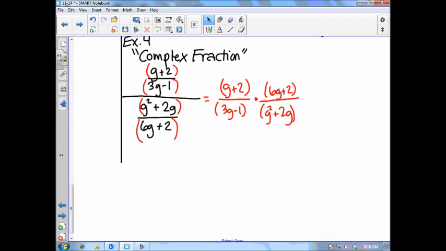Why don't you tell your neighbor, because I don't hear much conversation, which ones need to be factored. There are actually 2 that need to be factored out of the 4 binomials. Why don't you discuss with your neighbor and figure out which 2 of the 4 binomials need to be factored.